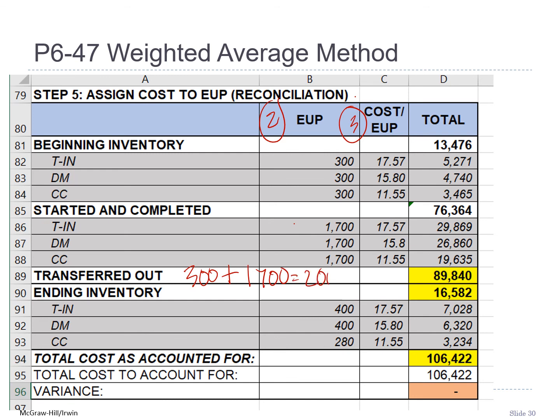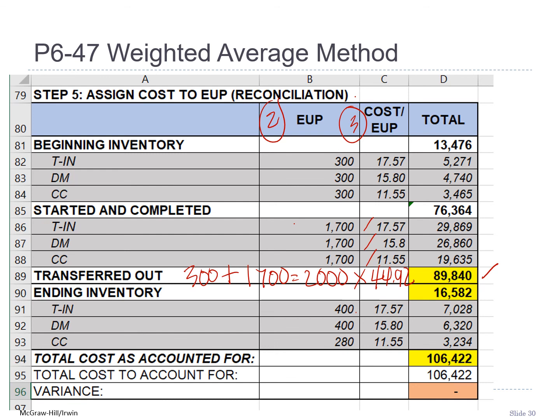So that is 2,000. I-multiply natin yung sum ng lahat ng cost per EUP. So 17.57 plus 15.8 plus 11.55, that's 44.92. So 2,000 times 44.92, that will give us 89,840. So pareho lang kahit isa-isa yung compute or pagsasamahin na lang sila. However, for ending inventory, hindi pwedeng gawin yan kasi yung EUP natin from step 2 are not the same. So for transferred in 400, for direct materials 400, for conversion cost, that's 280.